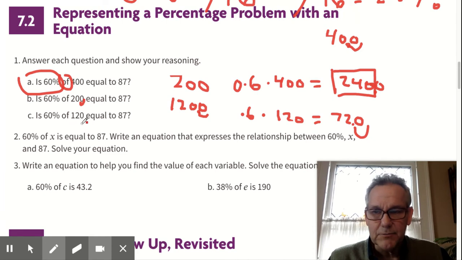So let's go back to this problem. 120, 10% of it, of course, is 12. And 6 times 12 is 72. So that works out just fine. All right.